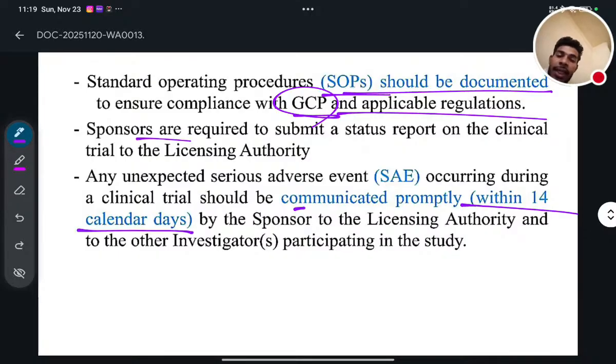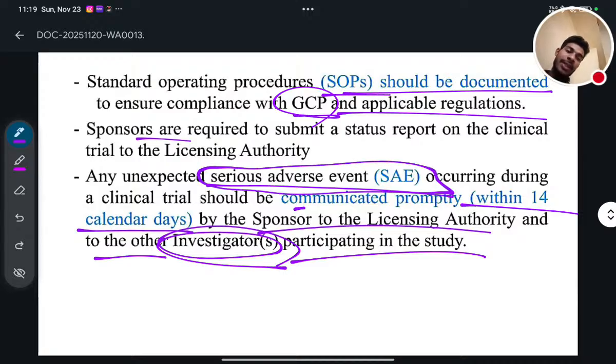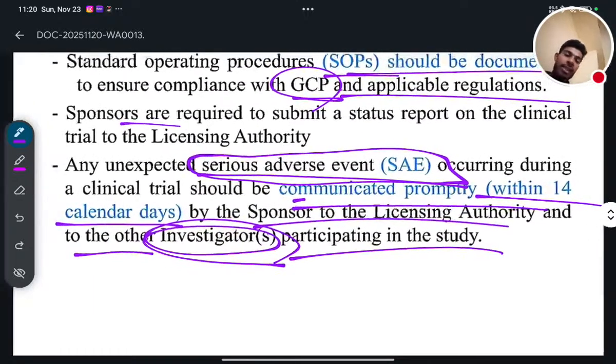So within 14 calendar days, and along with that, you will also see the sponsor informs the licensing authority and the investigators participating in the study. So within 14 calendar days you have to communicate promptly all the serious adverse effects. If any serious adverse effect is there, you have to mention it and inform the investigators along with the licensing authority.